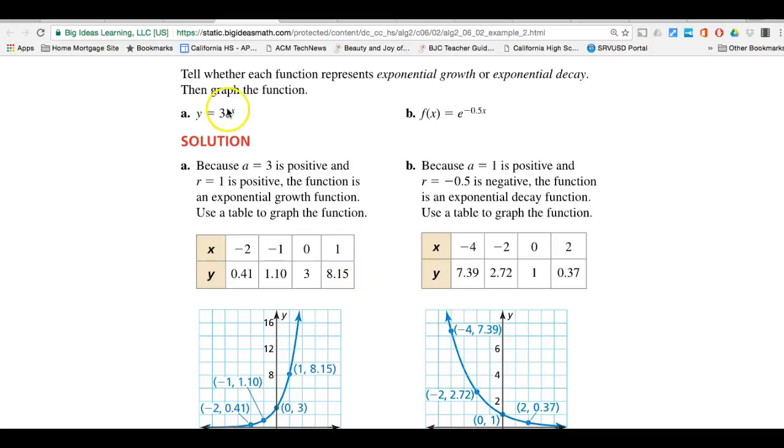Okay, so remember, with trying to see if an e function, a natural base function, is growth or decay, you're looking at the sign of your exponent. If it's positive, it's growth. If it's negative, it's decay.